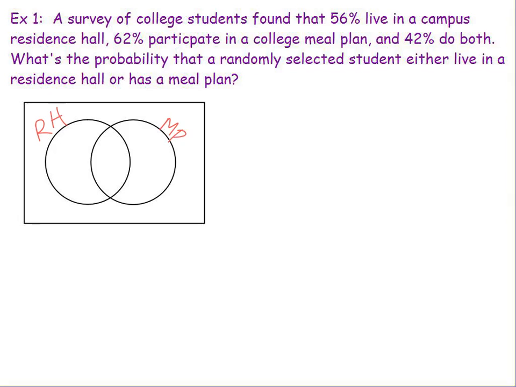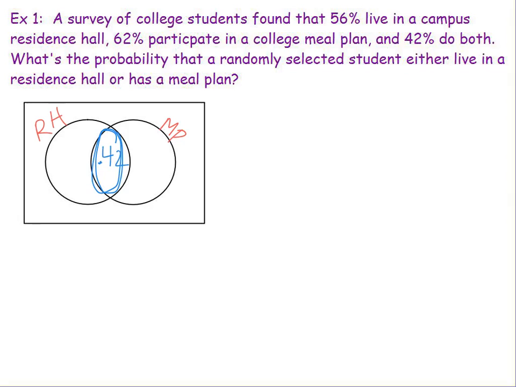The area that you always start with when you're filling in your Venn diagram is the overlap area. That would be this area here. So how many people did both? Well, that was 42%. Well, as you know, in probability, we always use decimals instead. So I'm going to take that 42%, divide it by 100, and I get 0.42. That's the easy part to fill in.